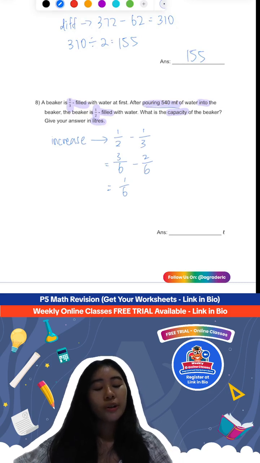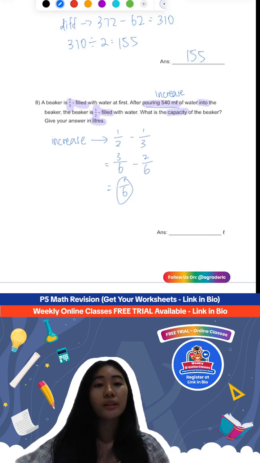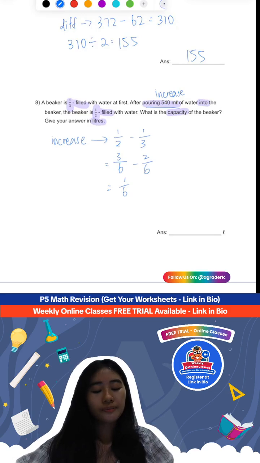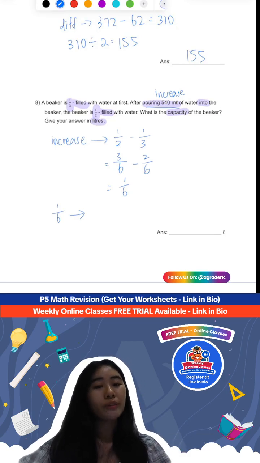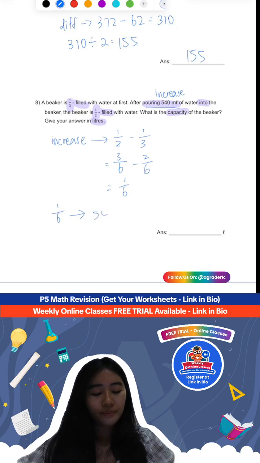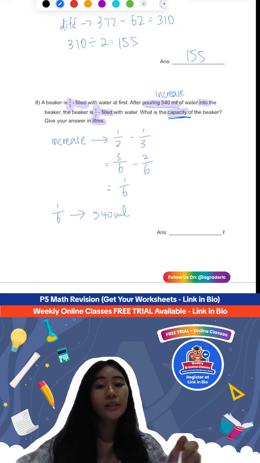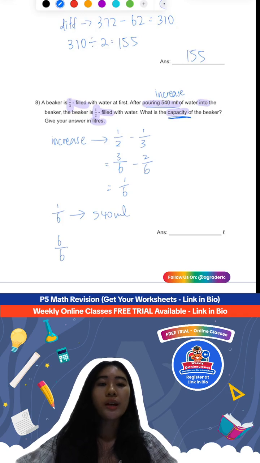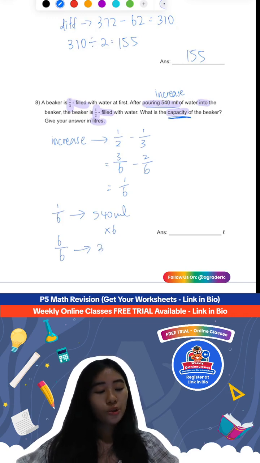So you poured 540 milliliters of water. So 540 milliliters is the increase. So that means that 1/6 represents the 540 milliliters. Okay, so the fraction increased by 1/6 and the volume increased by 540 milliliters. So these two things must be equal to one another. You're trying to find the capacity. So capacity refers to the entire thing. That means you want to find one whole, which is 6/6. So all you need to do is times 6 for this. And then you will get 3240 milliliters.